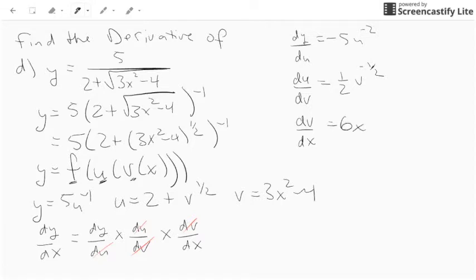Now, I'm going to put that all together, except I'm going to have to erase a little bit here so that I have some room for it. Putting that all together, dy/dx is going to equal negative 5u to the negative 2, multiplied by 1/2 v to the negative 1/2, multiplied by 6x.